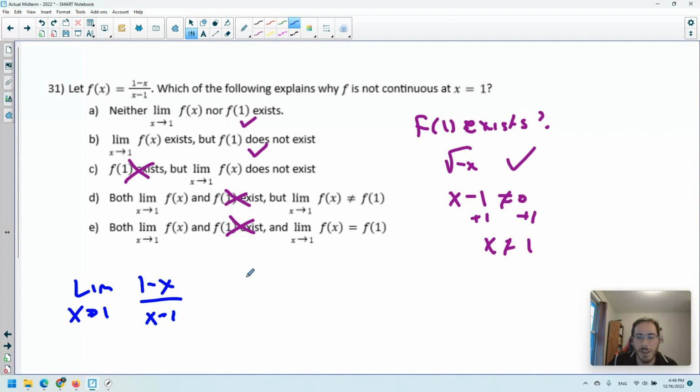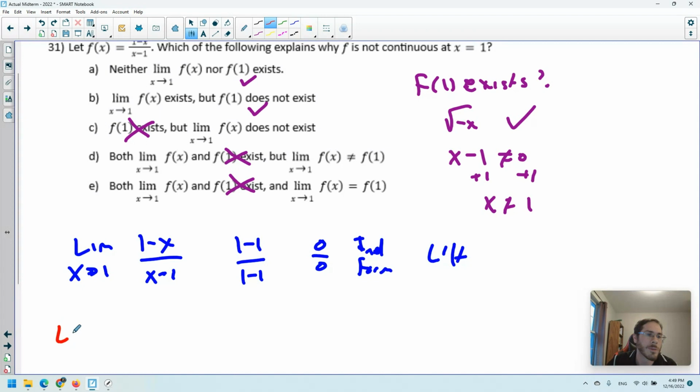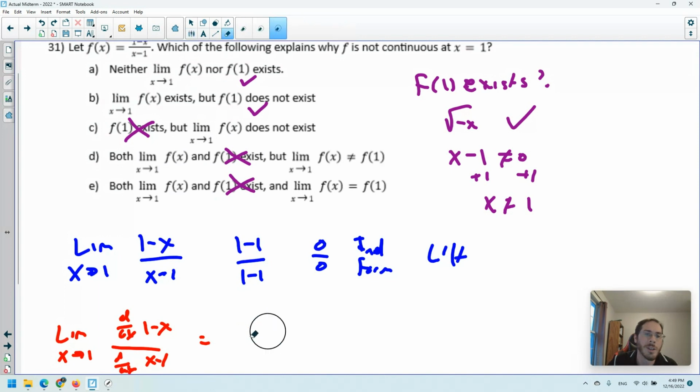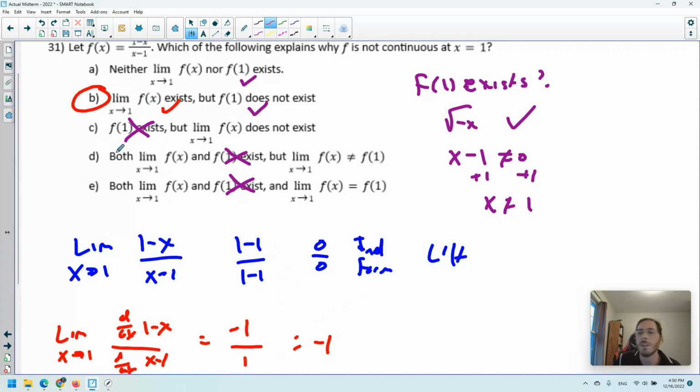If I were to plug it in, and you don't need to do L'Hopital if you don't want to, but this one looks like a good choice for L'Hopital because we get 0 over 0, which is an indeterminate form. What we get to do then is take the derivatives. So the limit as x approaches 1 of the derivative of 1 minus x over the derivative of x minus 1, which is going to be negative 1 over 1. There's nothing to plug 1 into. It's just always negative 1. So the limit does exist. It turns out for this one, the limit is going to be negative 1. So the limit does exist, so we pick B.